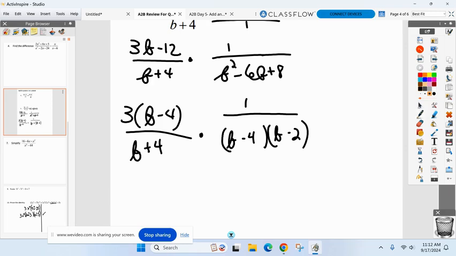And now you look to cross out top and bottom. Anything in common up there? Negative 4? B minus 4. The whole thing, right? B minus 4, B minus 4, and I think that's it. What are you left with on top now? 3. And on the bottom, I'm left with 2B plus 4 and B minus 2. All right, so there's a nice little division problem.